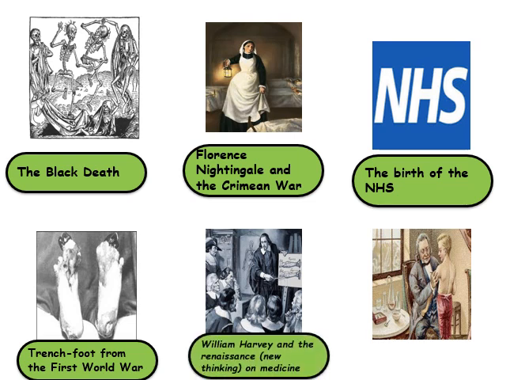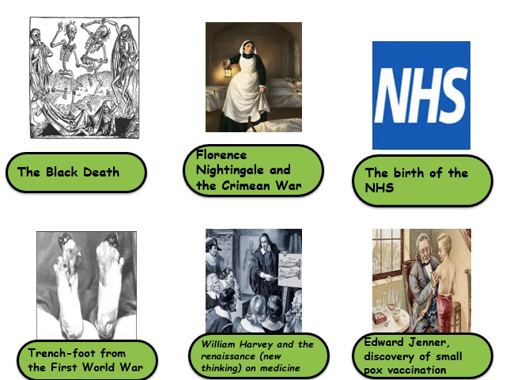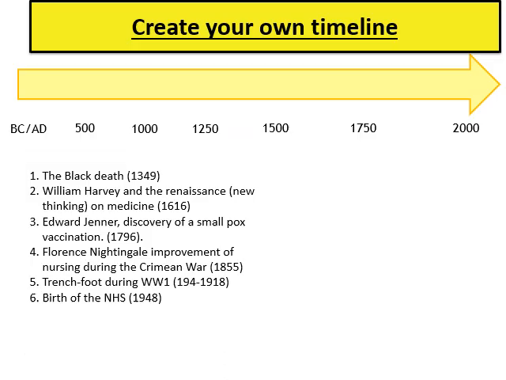Here we have William Harvey as part of the Renaissance, New Thinking on Medicine. Here he is taking a university seminar on the circulation of the blood. And finally, our local hero from the course, Edward Jenner, the discovery of smallpox vaccination. Now, did you manage to get them in chronological order though? You should have them in a format which looks a bit like this.